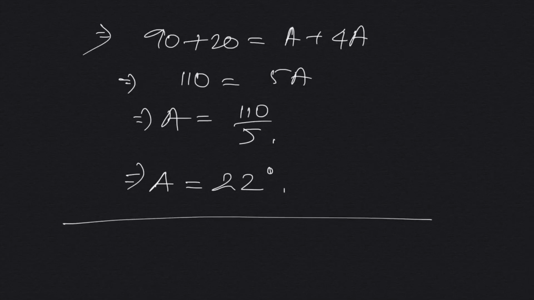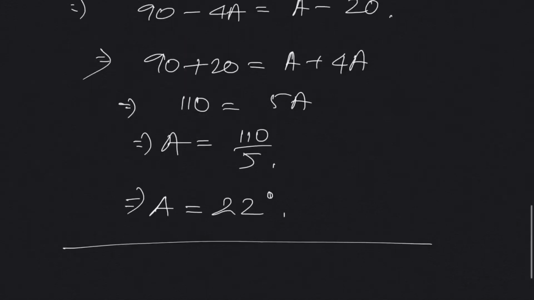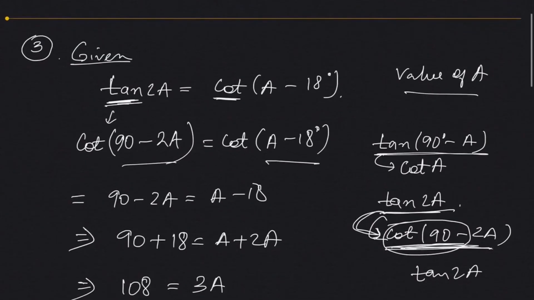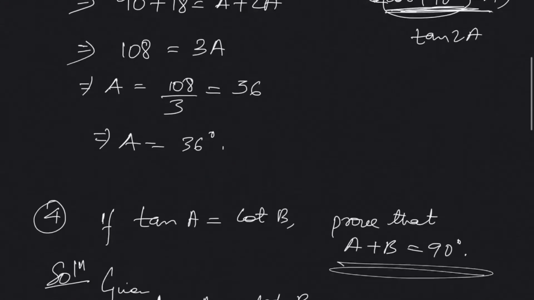Okay, so this is how we solve the questions for exercise 8.3, which is the easiest exercise in this chapter. These are questions 3, 4 and 5.